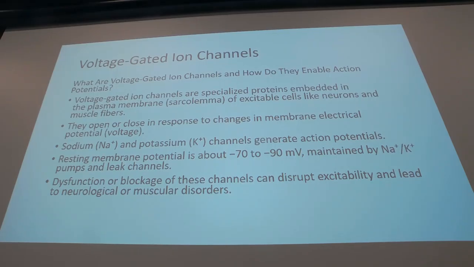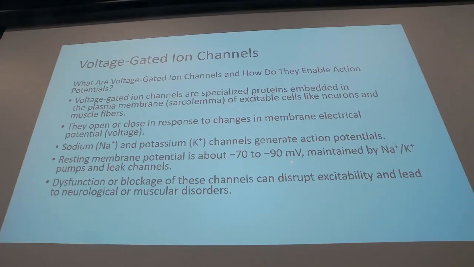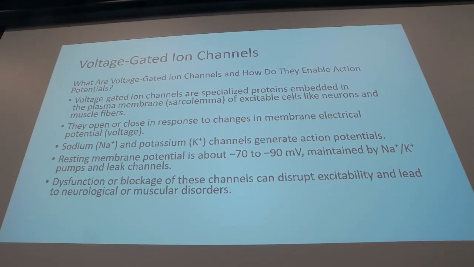So now, these channels can open and close in response to changes in the electrical potential or the voltage. That's why they are called voltage gated. And then the resting membrane potential of the neurons can vary from minus 70 to minus 90 millivolts. Some neurons are more negative, they have minus 90, and it will take more depolarization or more ions to reach a threshold and then to start an action potential.